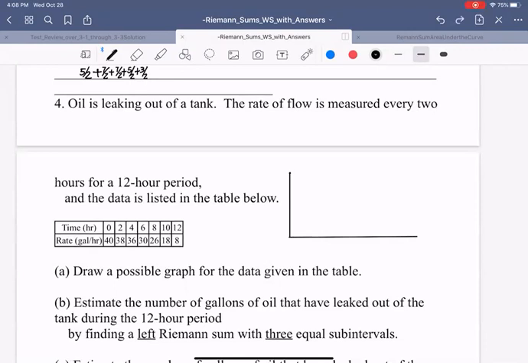So 40 looks like the highest point, right? Yes, 40 is the highest point. And we can see if this is 40, then over here is 10, 20, 30. The first at 0, and then we also mark the bottom one: 0, 2, 4, 6, 8, 10, and 12.